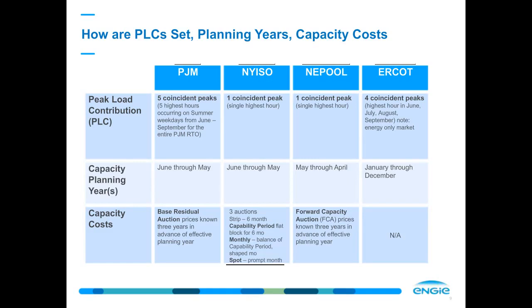And then in ERCOT, you have a 4 CP approach to establishing your PLCs. It's the highest hour that occurs in the months of June, July, August, and September. And again, those are averaged together, and that will set the customer's PLC for the next capability period, and the planning years in ERCOT are actually January through December. And again, it doesn't affect capacity costs, but it does affect the customer's transmission costs. So there's still tremendous value in reducing your PLCs in ERCOT as well.